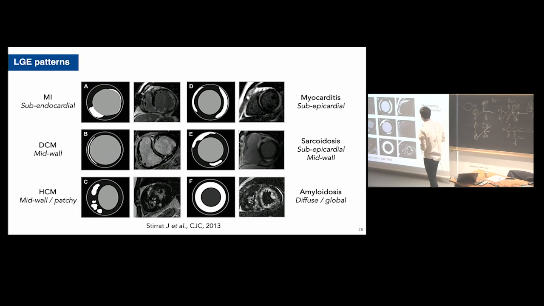So we are in the case of myocardial infarction, right here. The scar is always touching the subendocardial layer here, always touching the blood. For example, when you have dilated cardiomyopathy, rarely the scar will touch the blood, the endocardial layers. If it's mid-wall, we can really classify this patient as a dilated cardiomyopathy. If we have diffuse disease like amyloidosis, the whole left ventricle will be impacted. And so on and so on.